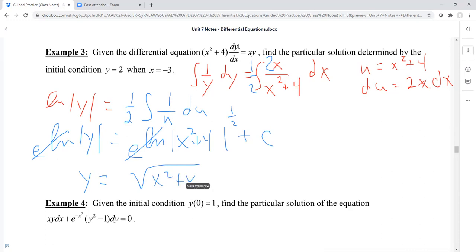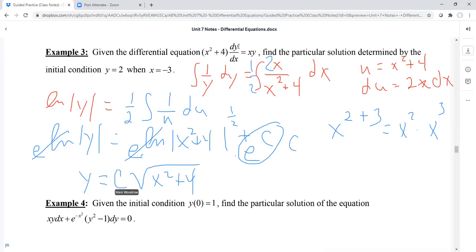And this e here, if you remember, we talked about this the other day. If I have x squared plus 3, that's the same as x squared times x cubed. So this e also comes down here to this. So it's actually e to this thing times e to the c. Well, this whole thing is a brand new c, and we're going to stick that c in front of the radical. And now I'm going to plug in my point and be able to solve for c.